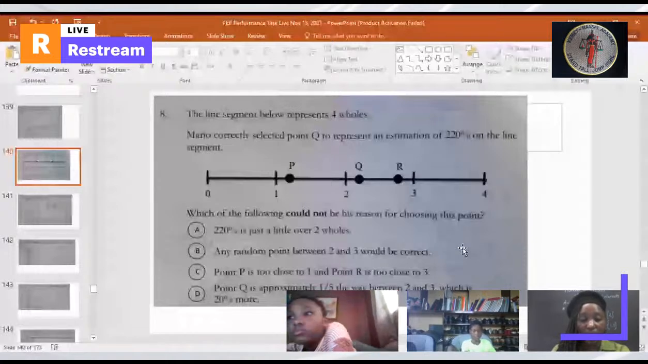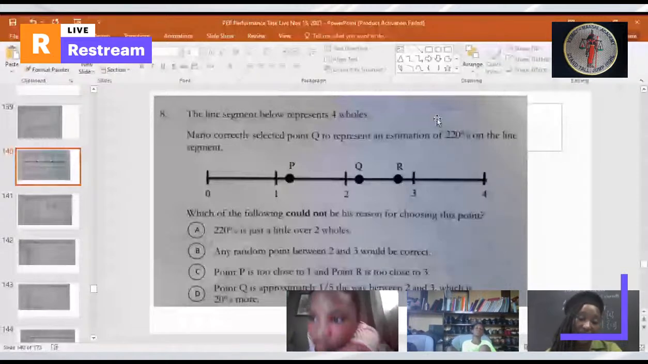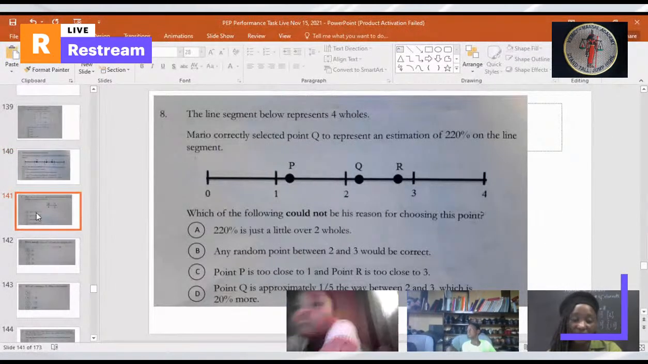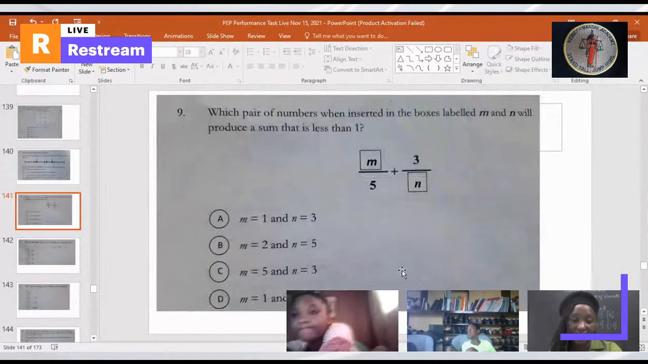And D says point Q is approximately 1/5 the way between 2 and 3, which is 20% more. 20% is 1/5. 20 over 100 cancels to 1/5. So where he put Q, that is roughly 1/5 of the space between the 2 and the 3. So that could have been a reason. So the only one that would not be a logical reason would be B. You can't just put it at any random point.